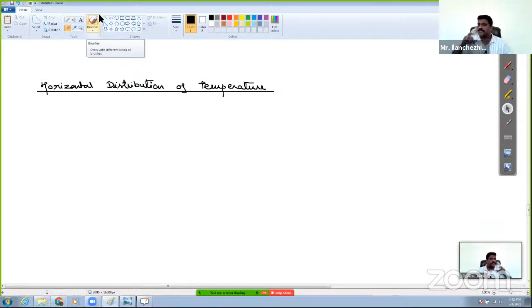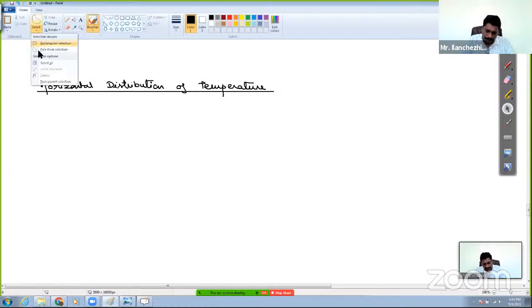Now, my dear friends, we said that insolation differs from place to place. If insolation distribution itself is different, temperature difference is also obvious. So somewhere you can write a very small paragraph.